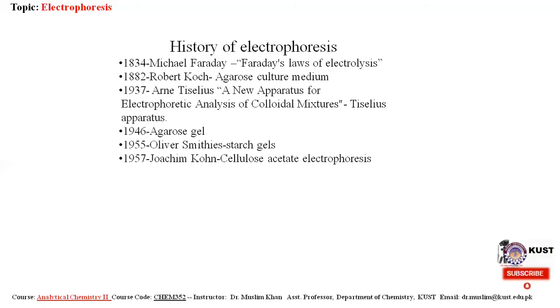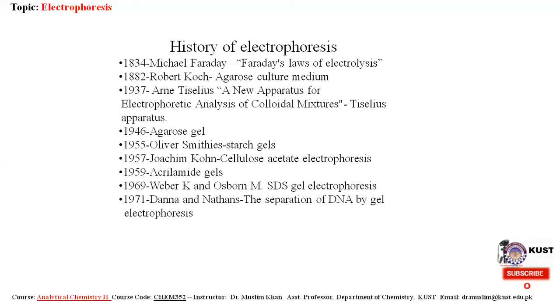In 1957, Joachim Kohn used the cellulose acetate electrophoresis technique, and just after this, two years later, in 1959, acrylamide gels were used as a gel in the electrophoresis technique. In 1969, Weber and Osborn used SDS gel electrophoresis. We will discuss in future what that is.